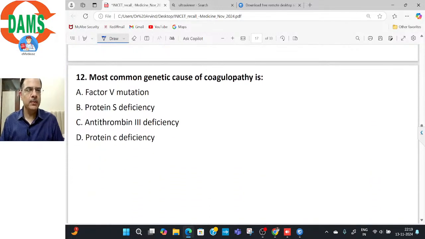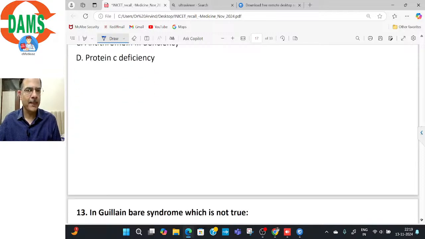So next is the most common genetic cause of coagulopathy. The most common genetic cause of coagulopathy is factor 5 mutation. This is a one-line question which you have to remember.